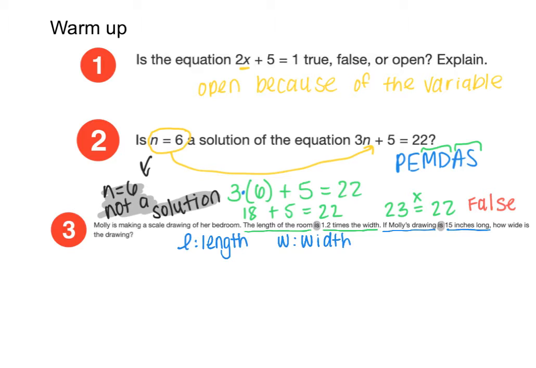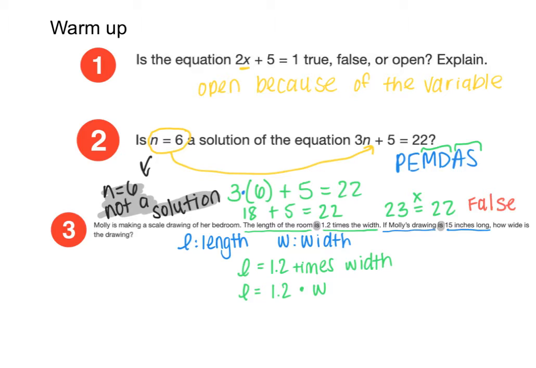So let's figure out the green sentence. The length of the room, so L, is, so we're going to put an equal sign, 1.2 times the width. Okay? So L equals 1.2 times the width. We can go ahead and simplify this further. L equals 1.2 times W, where times is multiplication and W represents width.